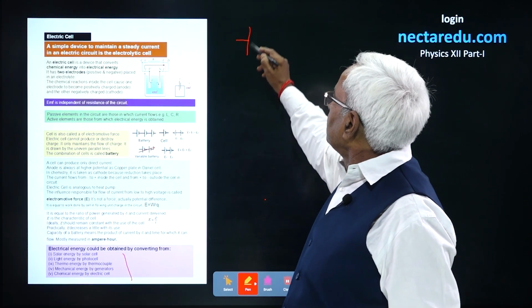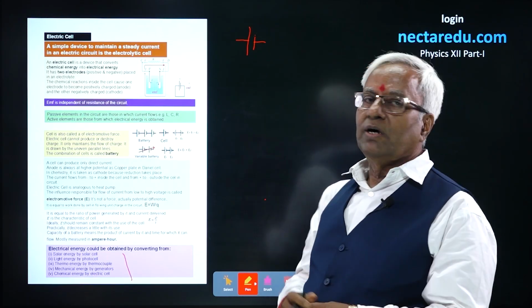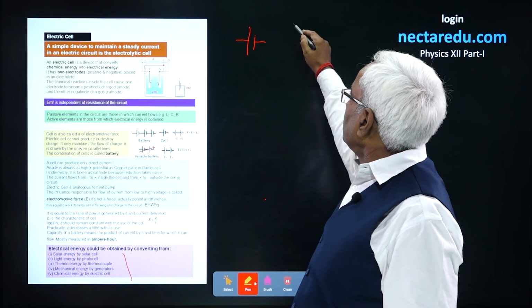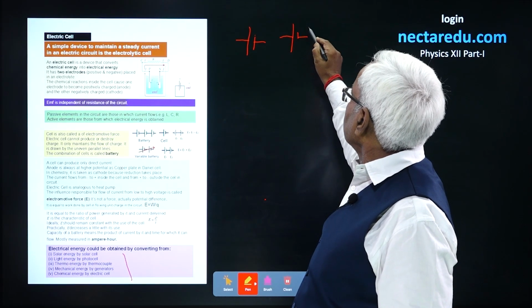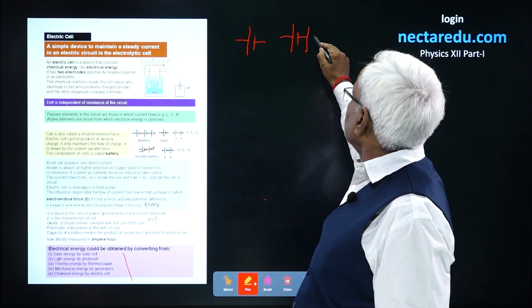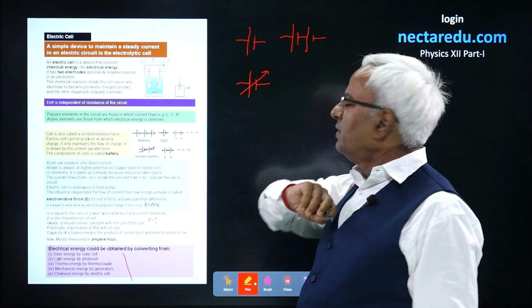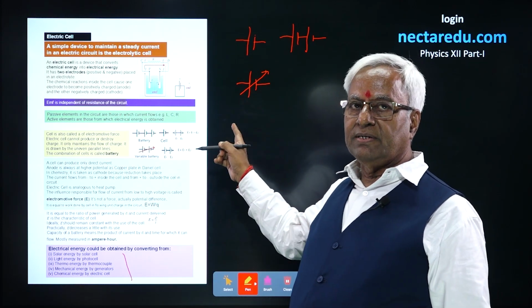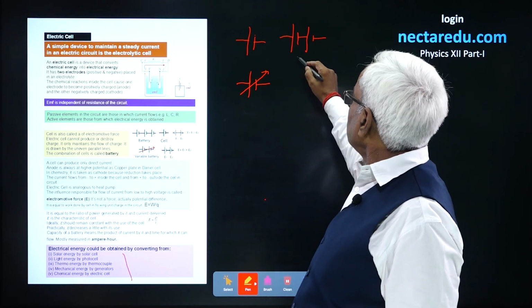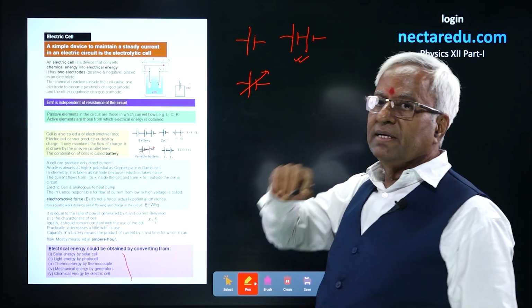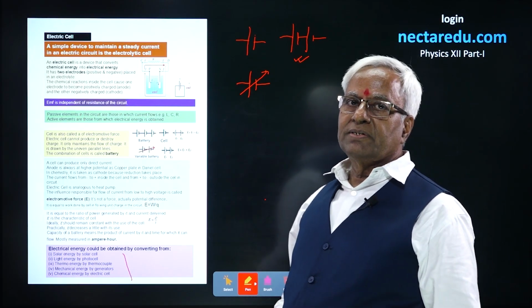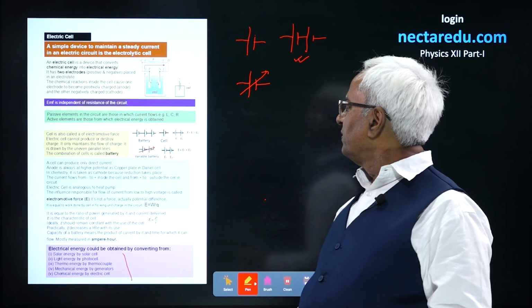Cell, when represented, is two unequal parallel lines. If you want to show that the cell is variable, then you have to use one arrow that shows the variability of the cell. If you want to combine the cells, that will be termed as a battery. A battery is nothing but the combination of cells.